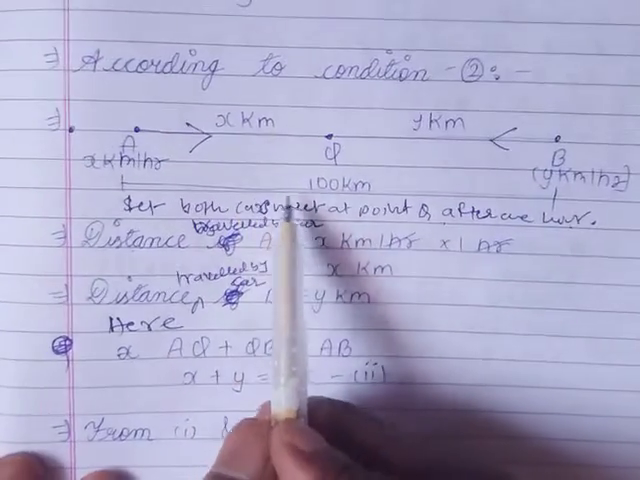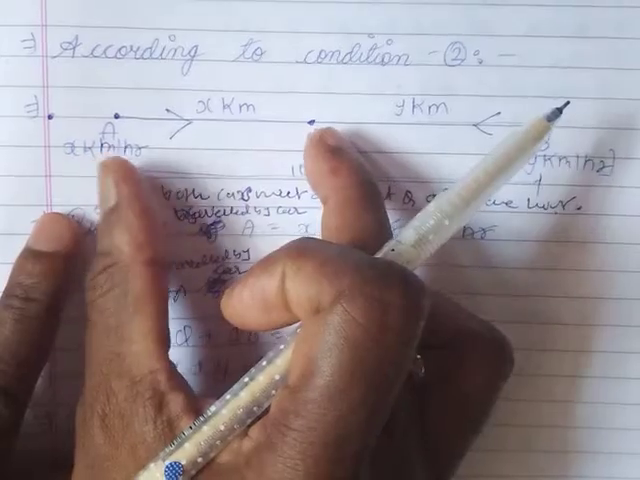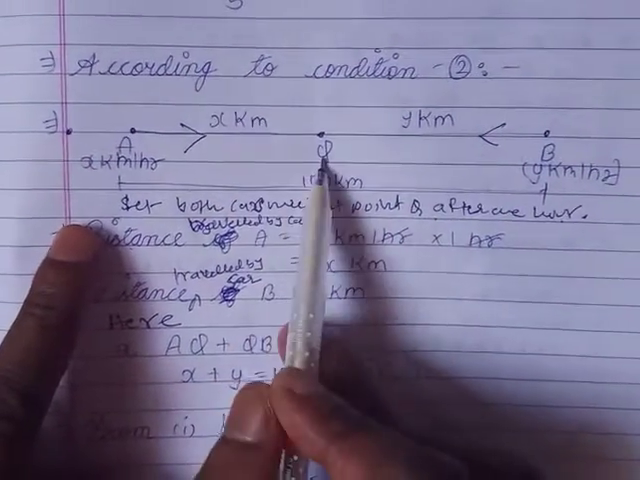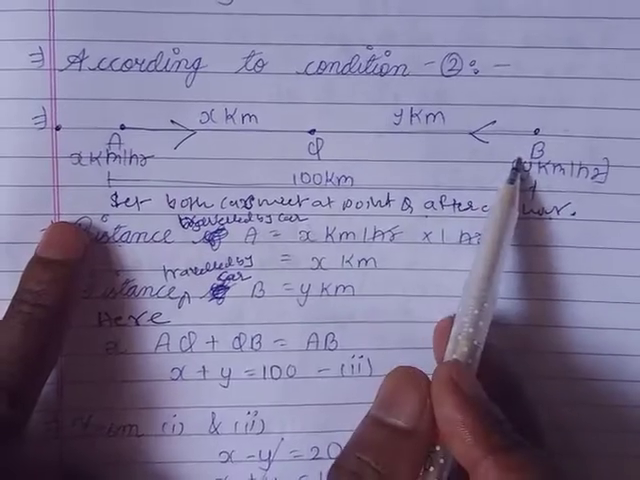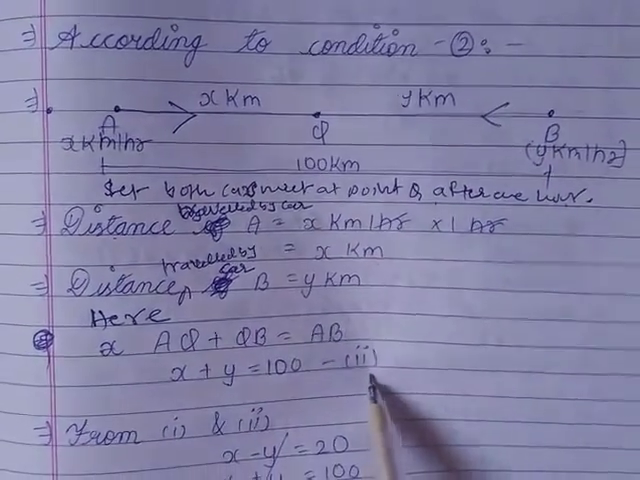Now we have to equate to 100. This much is 100. So it is AQ plus BQ. AQ plus BQ is equal to AB, which is 100. So x plus y is equal to 100. That is the second equation.